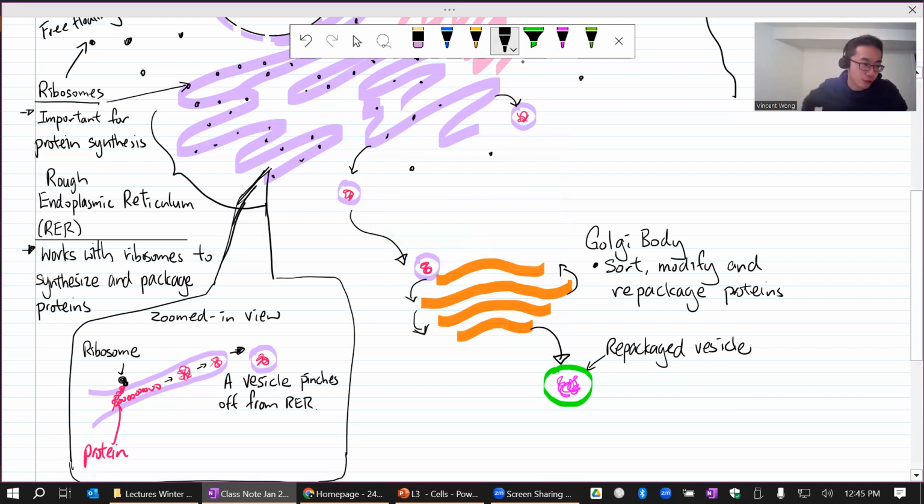Sometimes you can add sugar to the protein. Sometimes you want to cut it up a little bit. Right? There are a lot of things you can do to the proteins, which we're not going to go into. But all that modification, all that sorting and changing, that's going to be happening in the Golgi body. Okay.